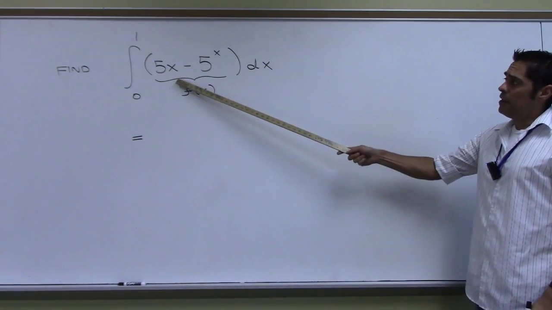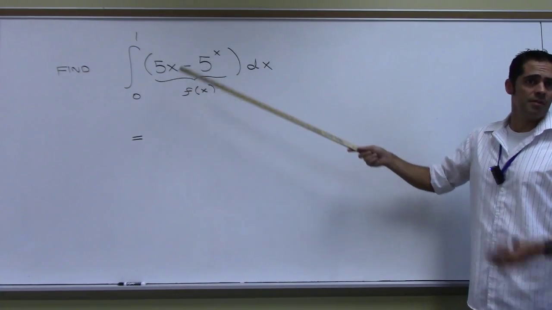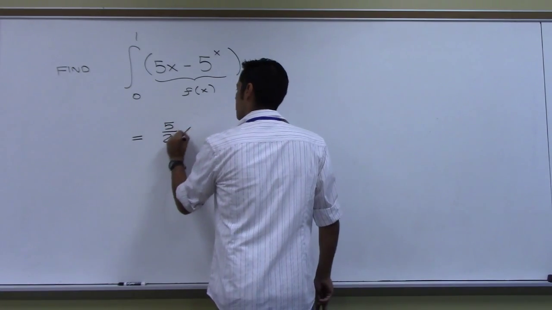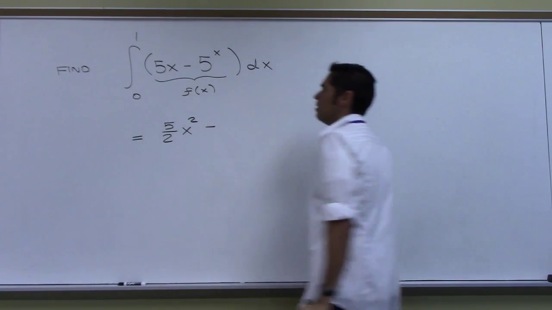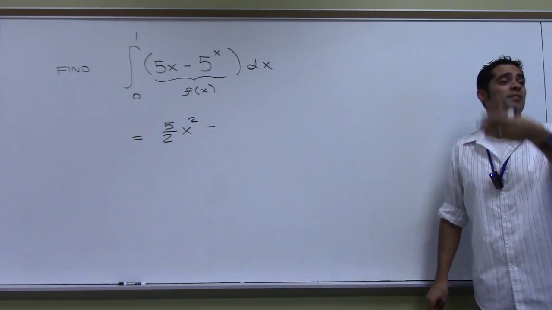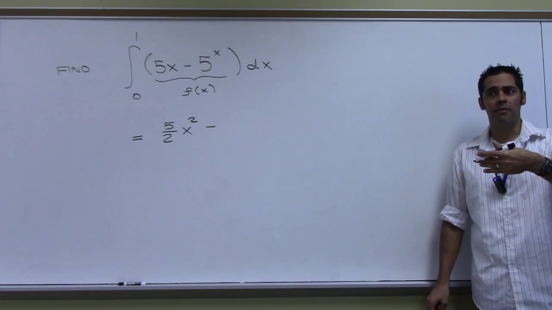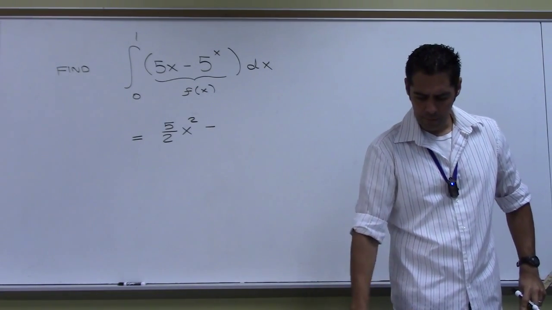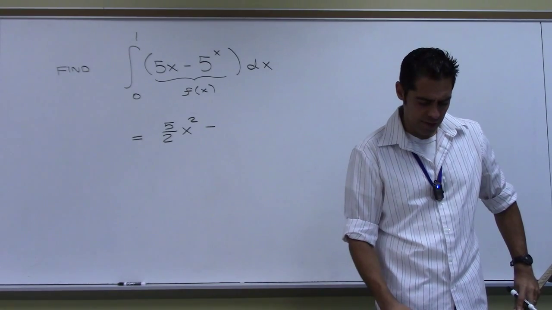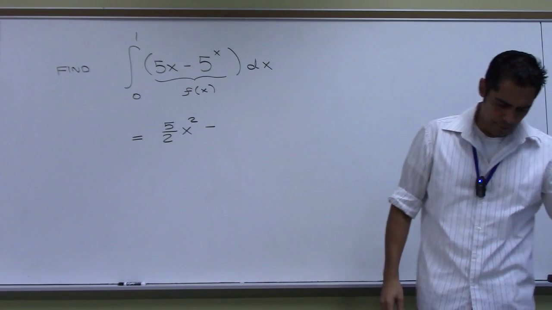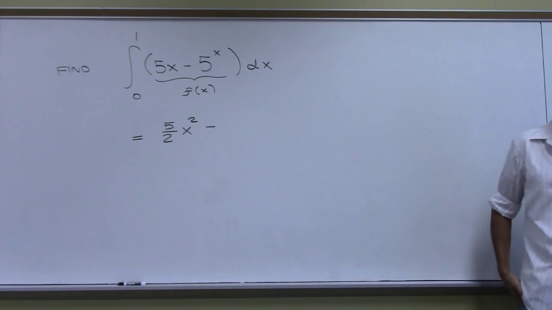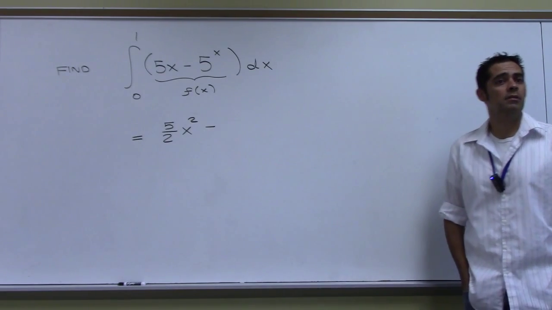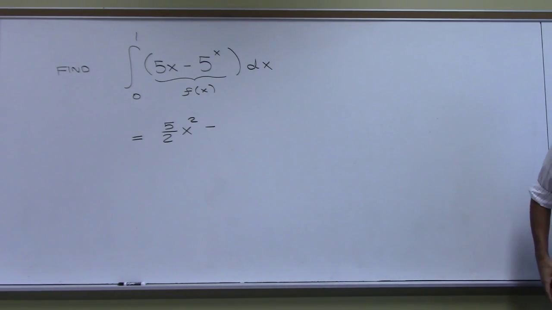So what is the antiderivative of 5x? Because we can split these up because they're subtraction, right? So 5 halves x squared minus, now what's the antiderivative of 5 raised to the x? You got to be a little careful here. So this is in your formulas. Someone tell me what formula this is. It's one of your basic formulas. Formula number 5. Everyone see formula number 5?